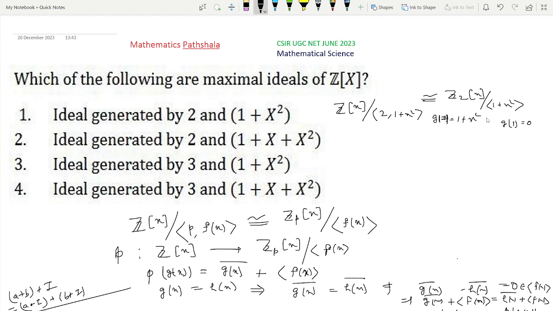Since this is not irreducible, the ideal generated by 1 plus x square is not the maximal ideal among the collection of all principal ideals. But since Z2[x] is a PID, all ideals are principal ideals. So in fact this ideal is not a maximal ideal.